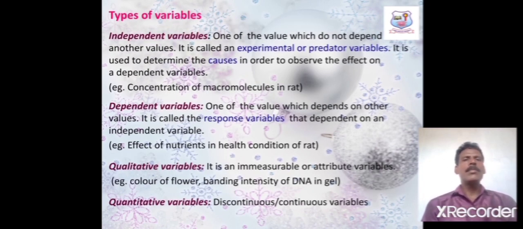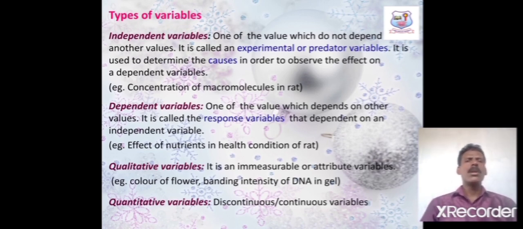So come to see about the types of variables. There are many types of variables. First one is the independent variable. Here each and every value is not dependent on one another. That is nothing but the experimental or predictor variable. It is used to determine the causes in order to observe the effect on a dependent variable. So here the independent variables are utilized based on the observation of the effect on the dependent variable. Without any dependent variable, we cannot study the independent variable.